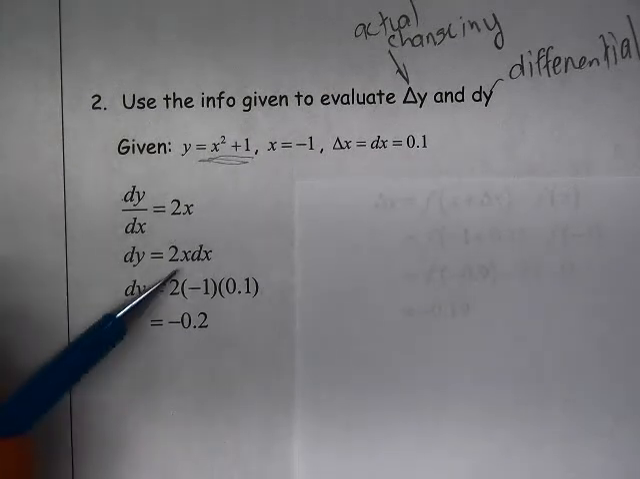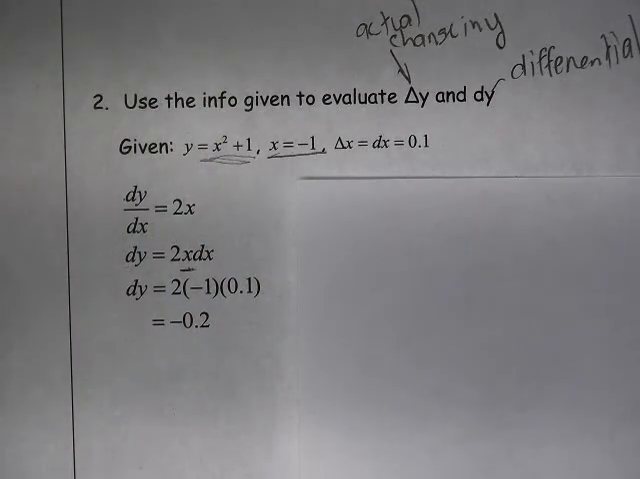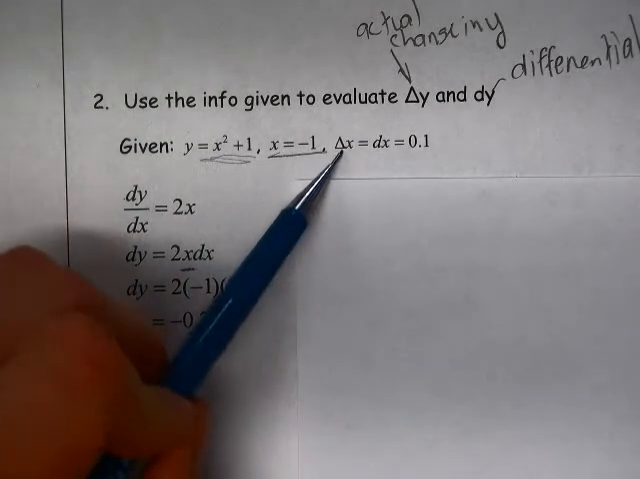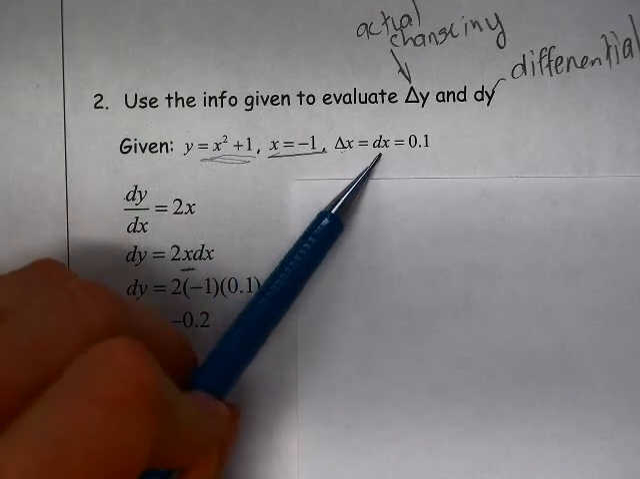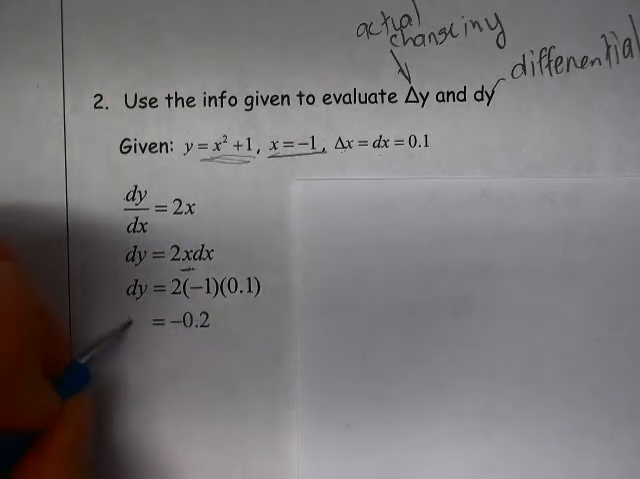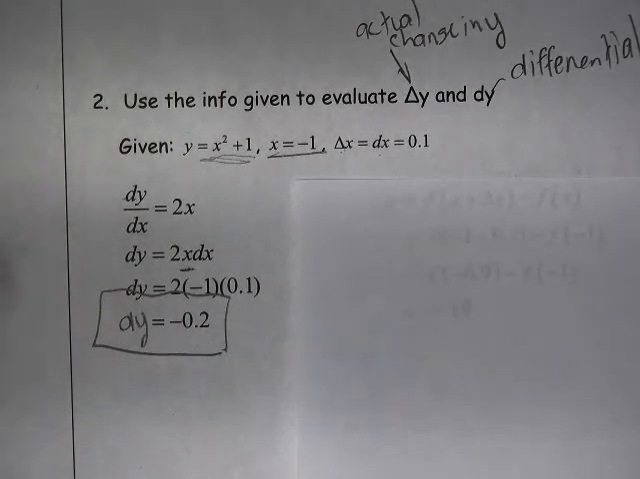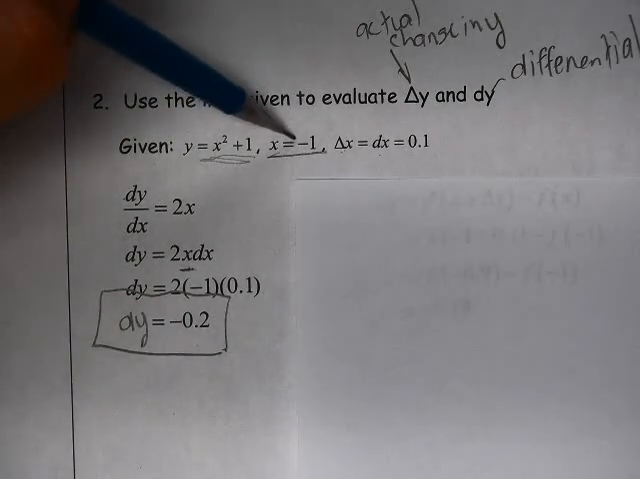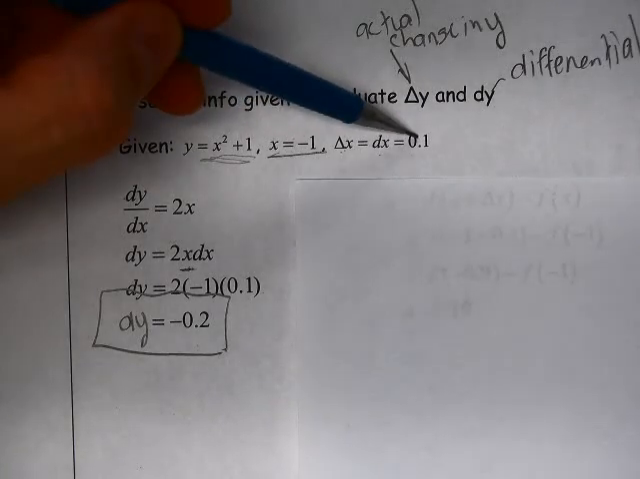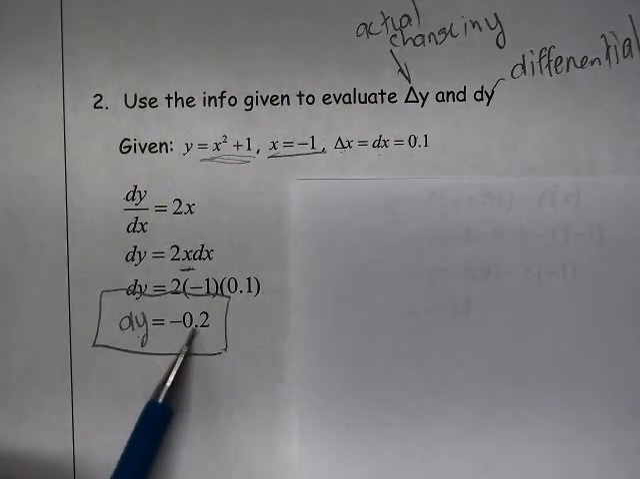And now literally I just plug in what I know. I know the x value is -1. And I know that the delta x, the change in x, which is also the differential of x, equals 0.1. I plug that in. So dy is -0.2. So what that means is if I start at x equals -1 and I change my x value by a positive 0.1, I'm estimating that the change in the y value will be -0.2.